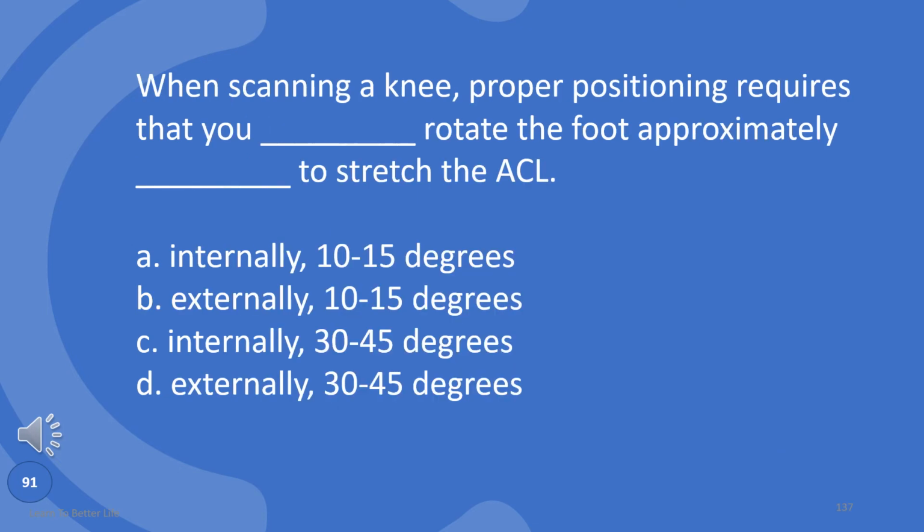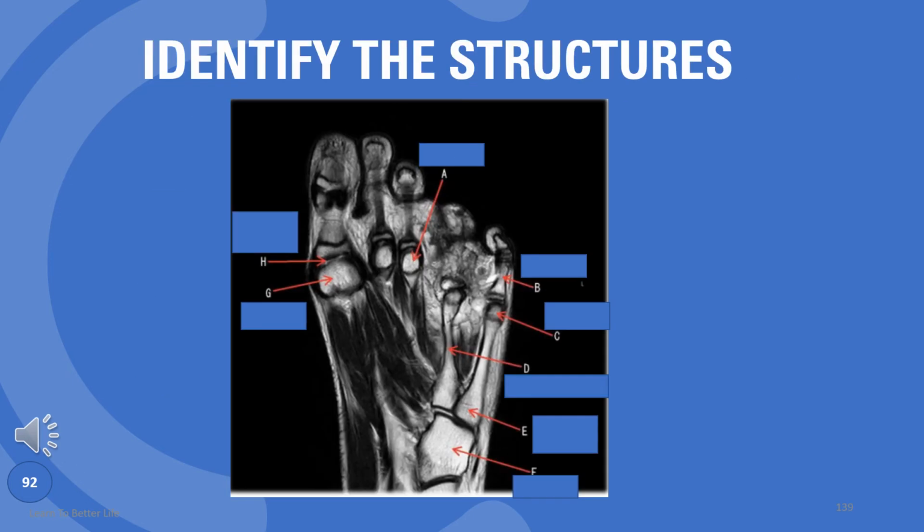When scanning a knee, proper positioning requires that you rotate the foot approximately what degree to stretch the ACL? A, internally, 10 to 15 degrees. B, externally, 10 to 15 degrees. C, internally, 30 to 45 degrees. D, externally, 30 to 45 degrees. The answer is B. Externally, 10 to 15 degrees. This question was asked once, earlier in this video. You must know this information.